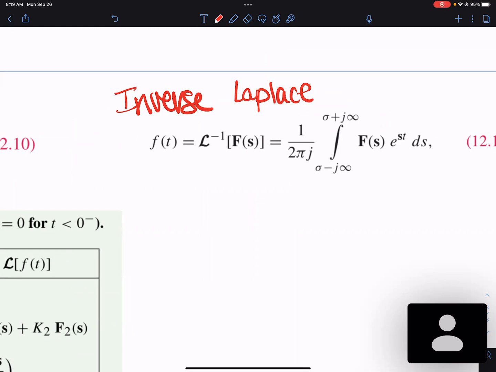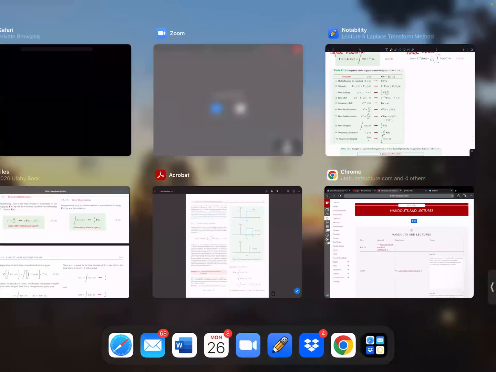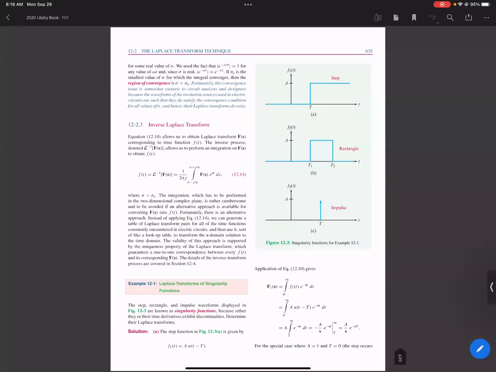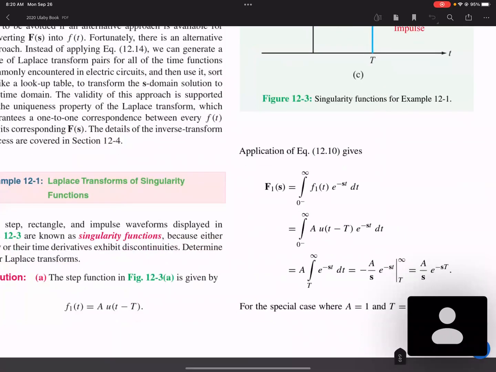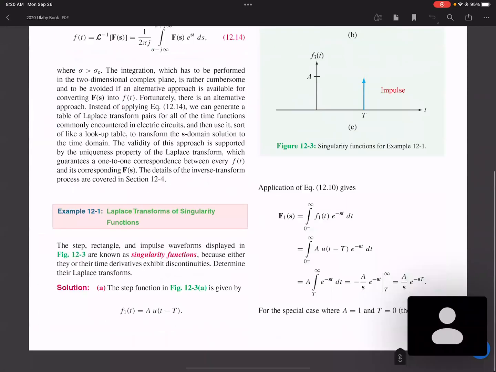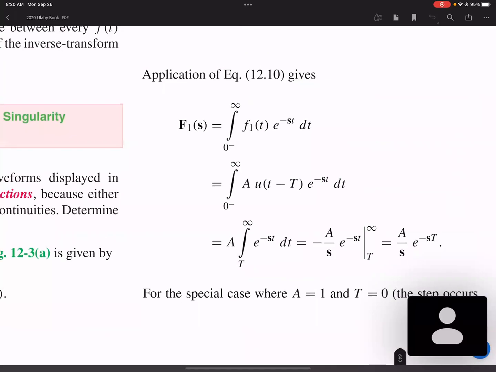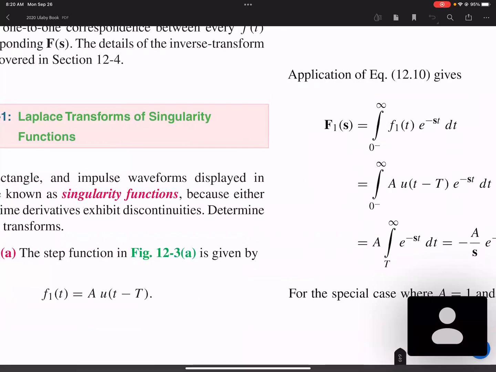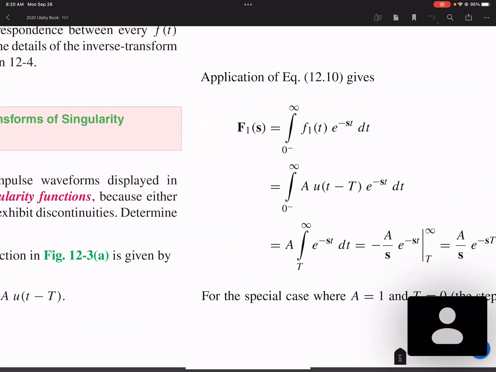There are a lot of properties of the Laplace domain. Just quickly, say you have a step function defined by A u of t minus capital T. What you would do is plug that in for the f1 of t.